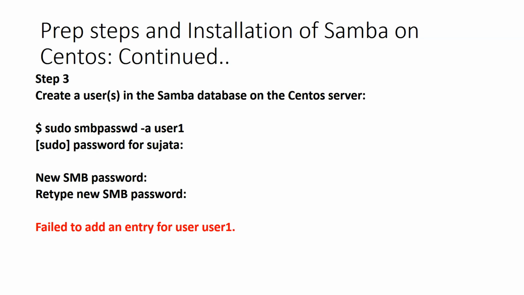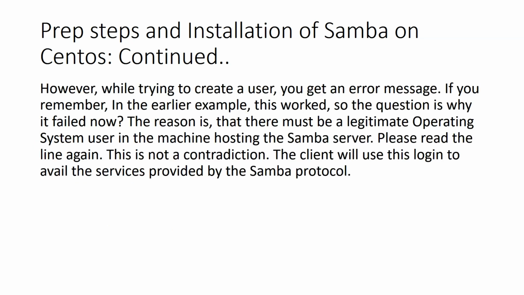Step 3. Create user in the Samba database on the CentOS server. sudo smbpasswd -a user1. And we get a message here, failed to add an entry for user1. While trying to create a user, we get an error message. If you remember, in the earlier example, this worked. So the question is, why did it fail now?